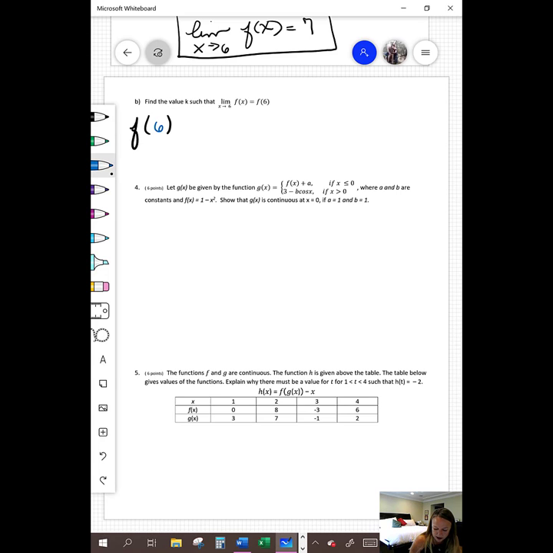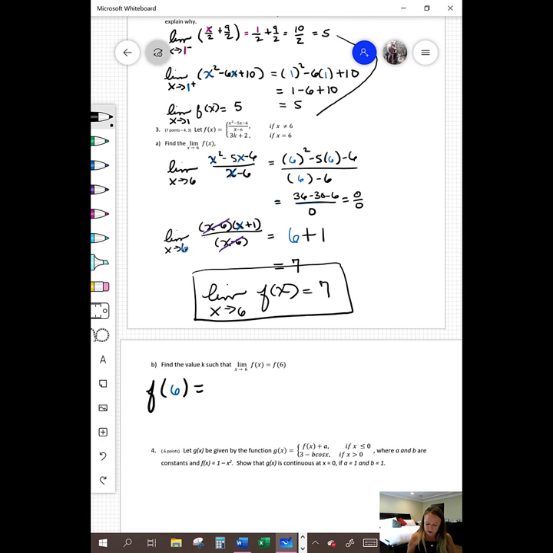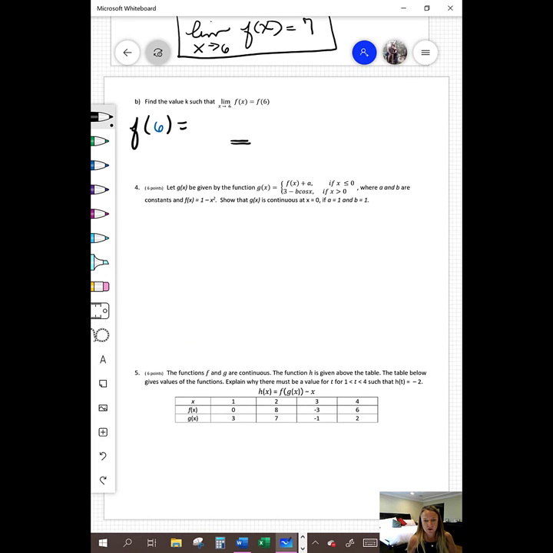we plug in 6 wherever we see an x in that equation. Well, when x is 6, we're using the second equation, 3k plus 2. Well, notice that there's no value there of x. So when we plug in 6 wherever we see an x, well, there's no x. We have 3k plus 2. And we want this to equal our limit. So we want f of 6 to equal our limit, which we found to be 7. So we want to find k such that 3k plus 2 is equal to 7.